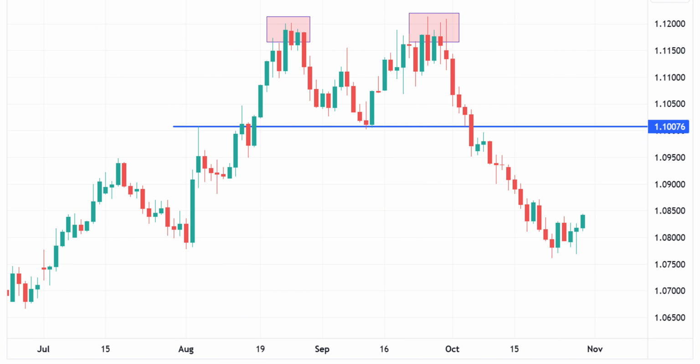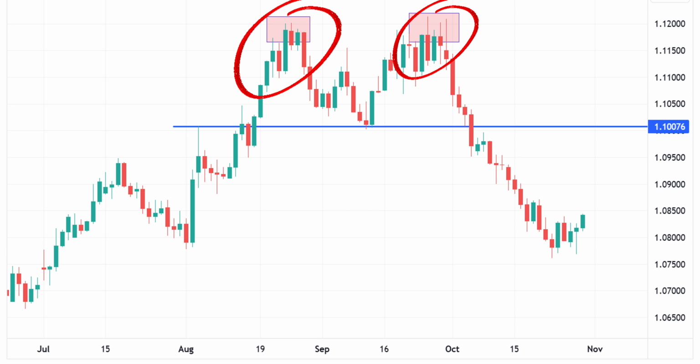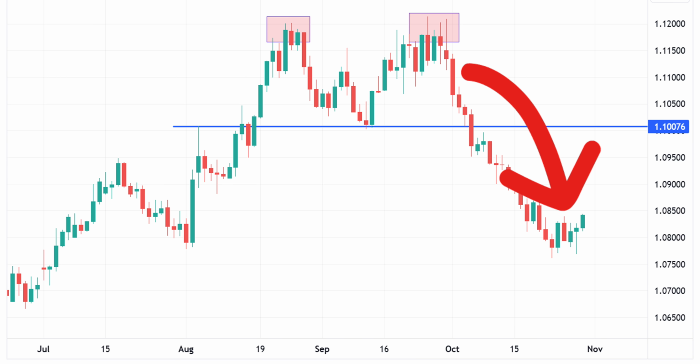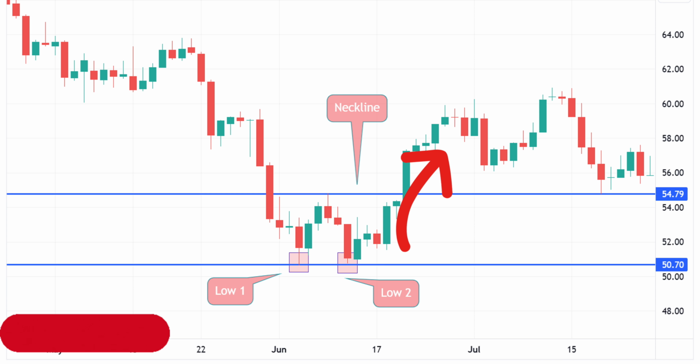The first pattern is the double top and double bottom. A double top looks like the letter M. Price tries to break a resistance level twice, fails, and then drops down. This usually signals a reversal to the downside. A double bottom looks like the letter W. Price tests a support level twice, fails to break it, and then shoots higher.